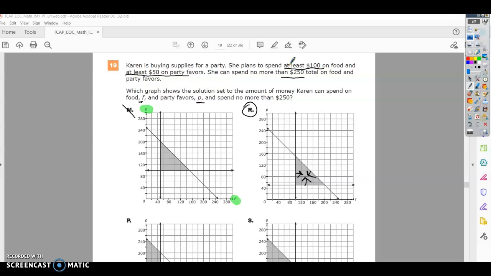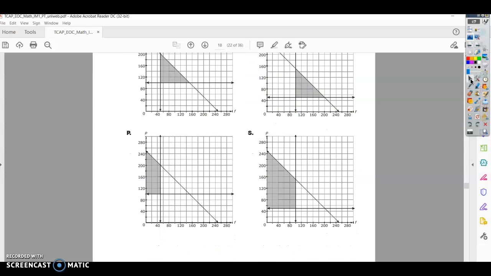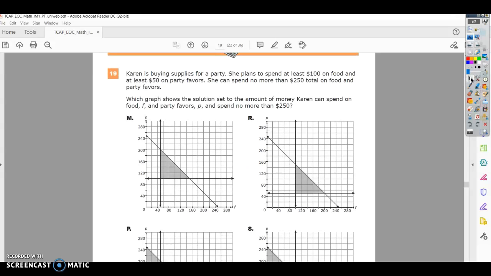Let's check out P and S just to make sure. All right, so for P, it says here's about $50 and it's less than, so it's shaded in the wrong direction. Even just looking at food, we know that can't be the right answer. And here again, this one's on 100, but it's less than 100 instead of spending greater than. So we can very quickly eliminate those two answers as well, and we can feel confident that our best answer, our answer for number 19, is R.